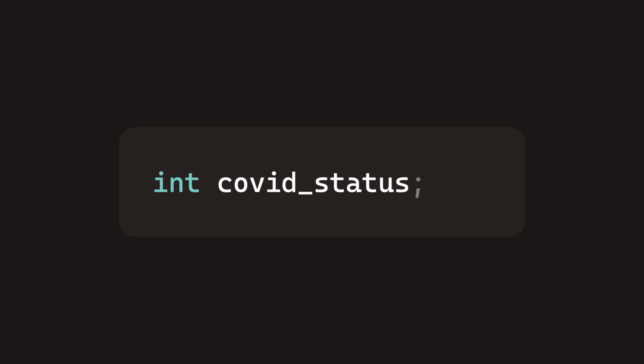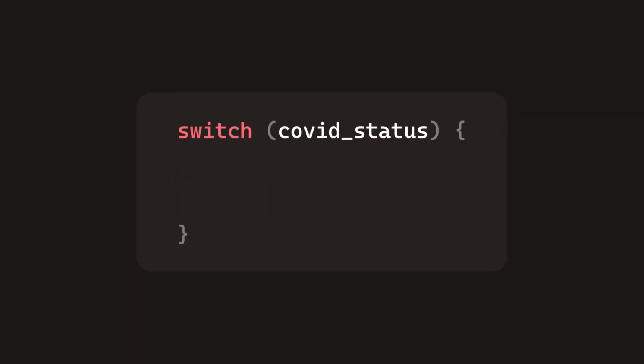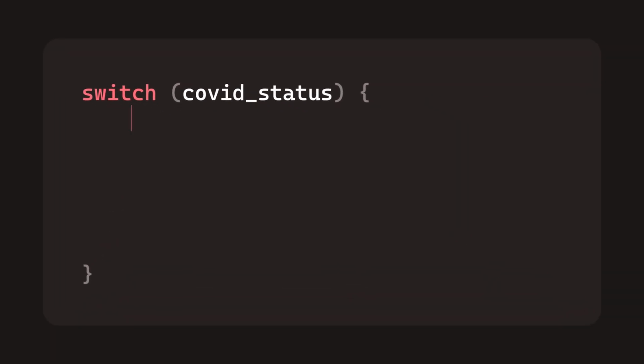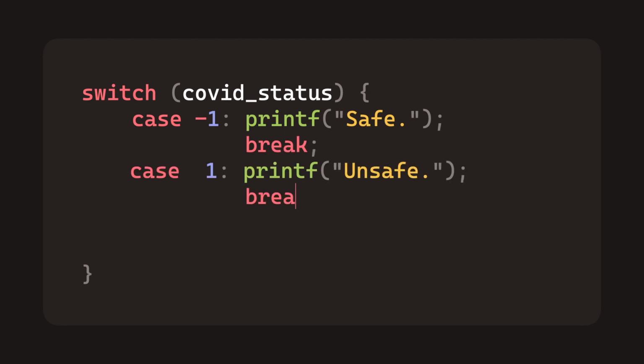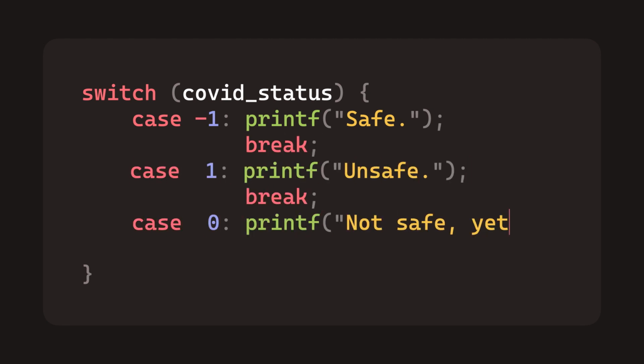Somewhere in our code, this variable is populated, and we want to simply print a message on how safe it is to be around the person to whom this variable belongs. We can use a switch for this matter, and since we know that this variable is going to take three possible values, we'll need to handle three cases: a -1 for negative when it's safe, a 1 for positive when it's unsafe, and a 0 for not tested when we're not completely sure whether it's safe.